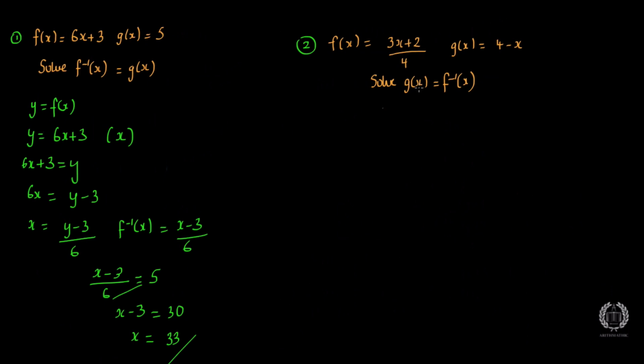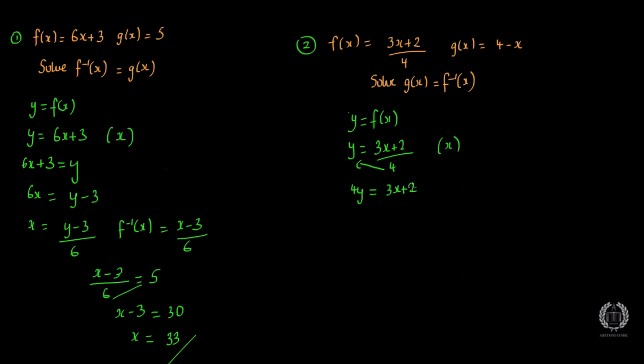Now the second one here is again the same thing, but this time we have g of x equals f minus 1 of x. So again, we want to find our f minus 1 of x function. So I'm going to say y equals f of x. So y equals, I know my f of x function is 3x plus 2 over 4. And again, what we want to do here is make x the subject. So we need to get rid of this 4. So what we can do is cross multiply. So we have 4y equals 3x plus 2.